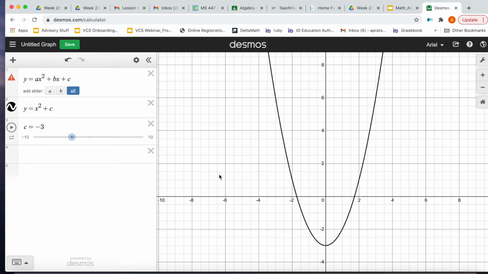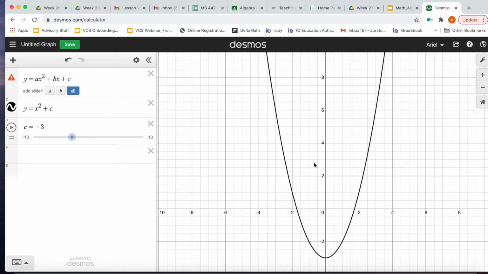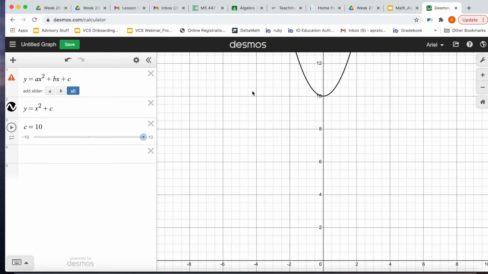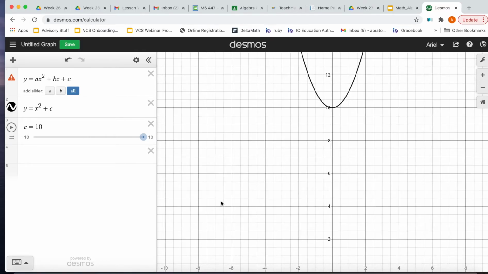Okay, so you should start to see some things happening. Even notice when you add negative 3, what is the minimum of the graph? Where is the vertex? When I added 10, where was the vertex? Interesting observation to notice.